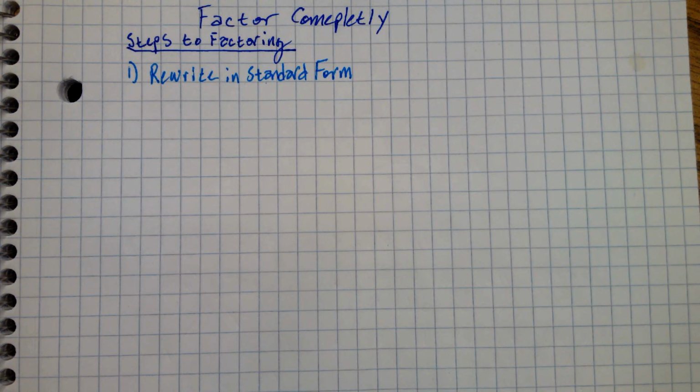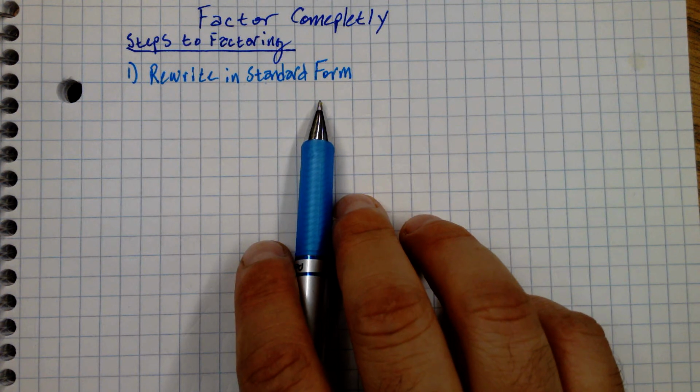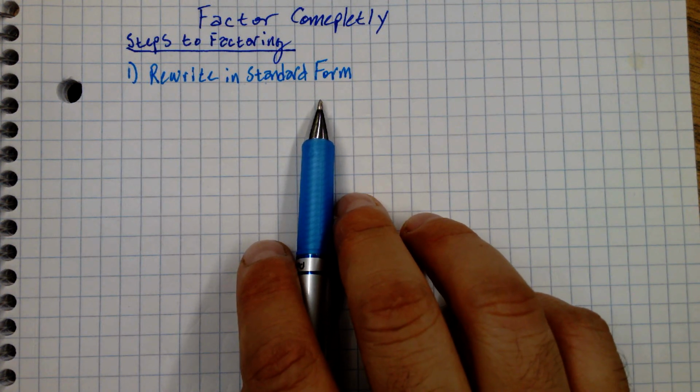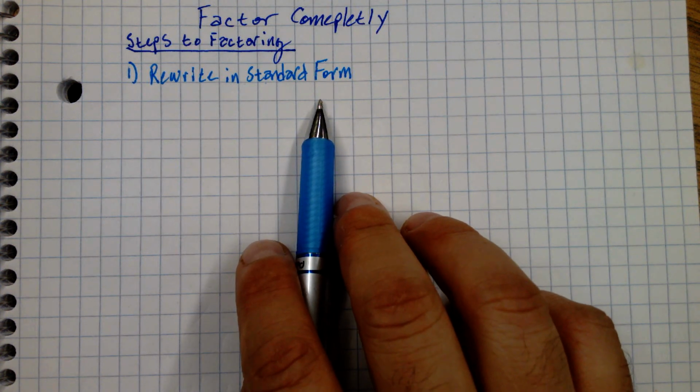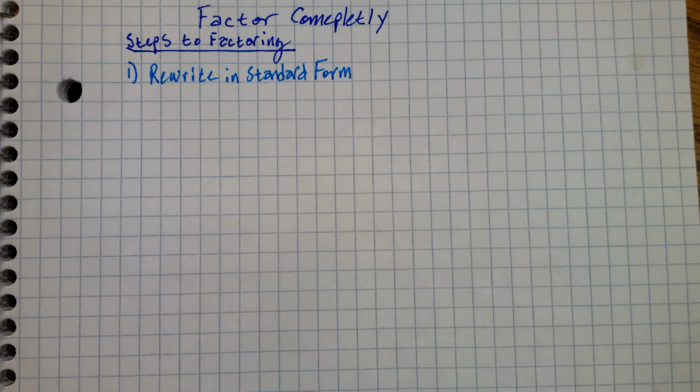Okay. So all of these are if needed. Most of the time, this step you could skip because it probably will already be in standard form, remembering from the highest degree all the way down to the lowest. So that's the first thing we have to do. Rewrite in standard form. Okay.